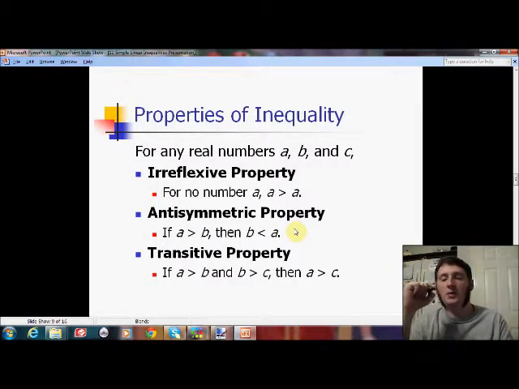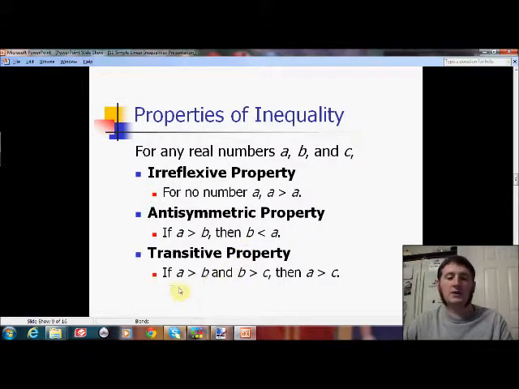Ir and anti are both prefixes that might mean like not, or anti is actually like against. And so we've got the irreflexive property says that for no number a is greater than a. Yeah, that'd be nonsense. There isn't a number that's greater than itself. The anti-symmetric property says that if A is greater than B, then B is less than A. And as soon as you try this with a couple of numbers, it makes complete sense. If 5 is greater than 3, then 3 is less than 5.